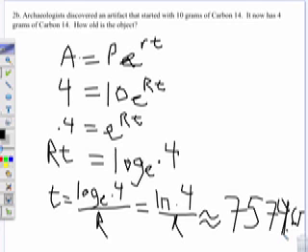Does that make sense? Why would that answer be reasonable? What's half of 10? 5. So how long would it take to get down to 5? Right, 5,730 years. So it's going to take a little bit more than 5,730 years. If we went through 2 time periods, you'd be down to 2.5 grams. Well, you're not down to 2.5. 4 is between 2.5 and 5. So the answer should be between 5,730 and 10,460.